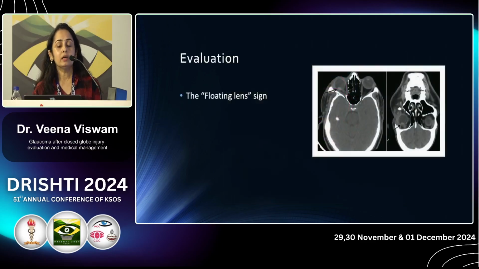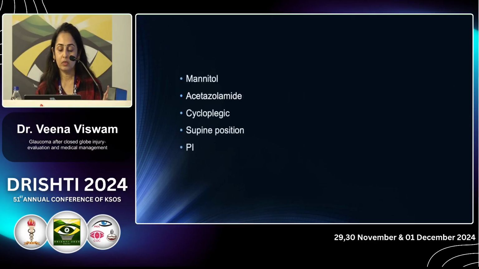There is in the literature a sign called the floating lens sign. That is, when the lens is dislocated, it can fall back. In the axial CT, we can see in the supine position that the lens will be falling back at the back side of the globe. When the patient is asked to hyperextend the neck, and a coronal CT is taken, we can see the position of the lens in CT scans.